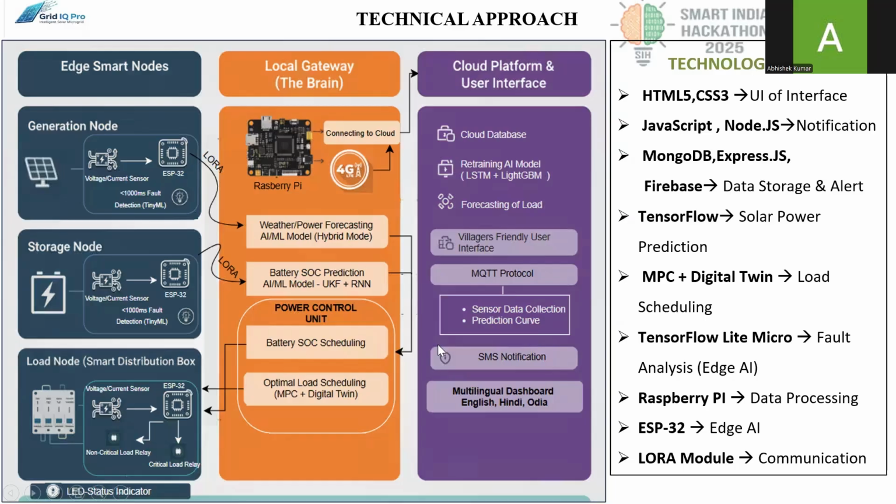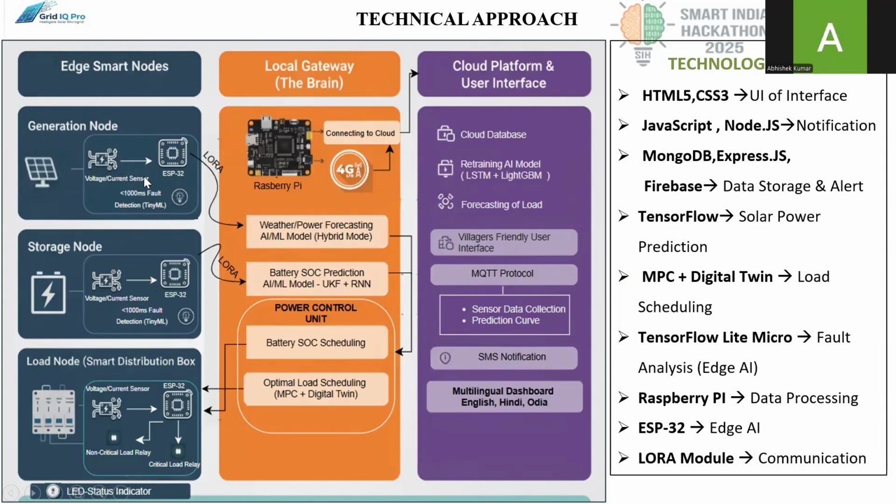So moving on with our system architecture. In our system architecture, we have three smart nodes and one local gateway, which is going to be our brain. In our edge smart node, we have the generation node, with voltage and current sensors and an ESP32, where we have a tiny ML model used for fault detection within 1000 milliseconds. And in our storage node, we have the same kind of architecture, which is connected to our battery.